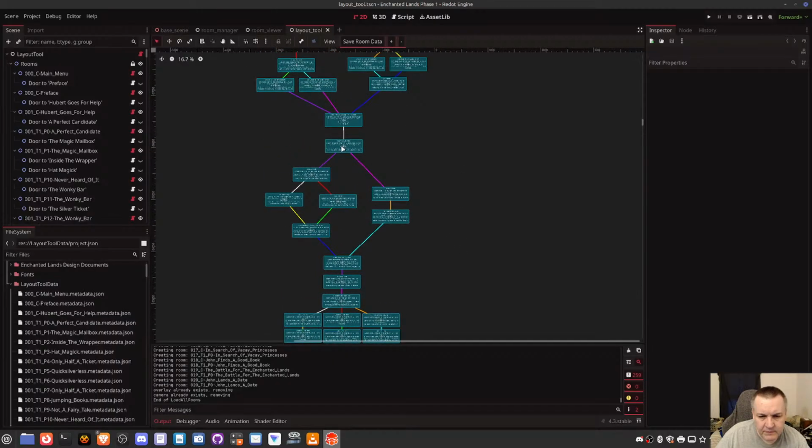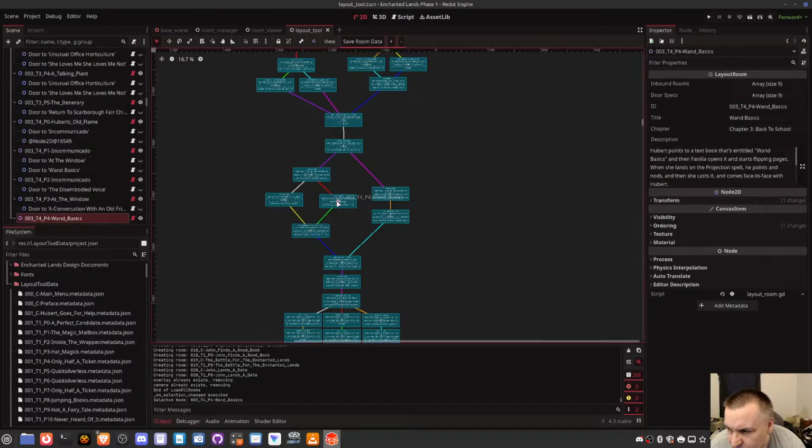This is interesting. Communicado at the window. Wand basics.